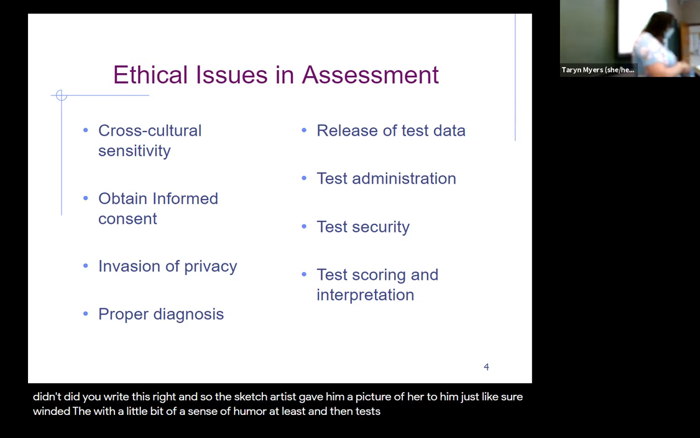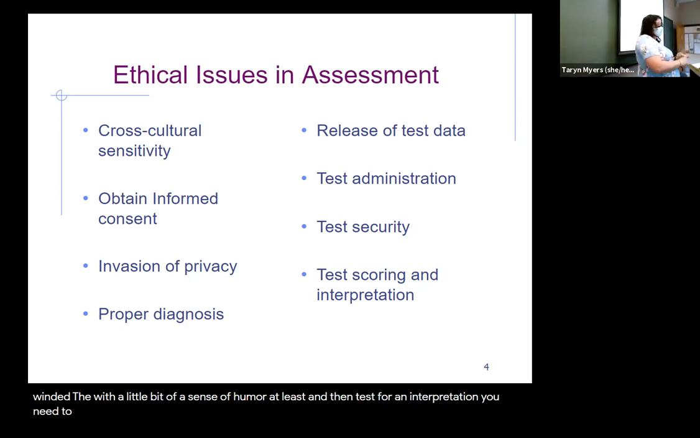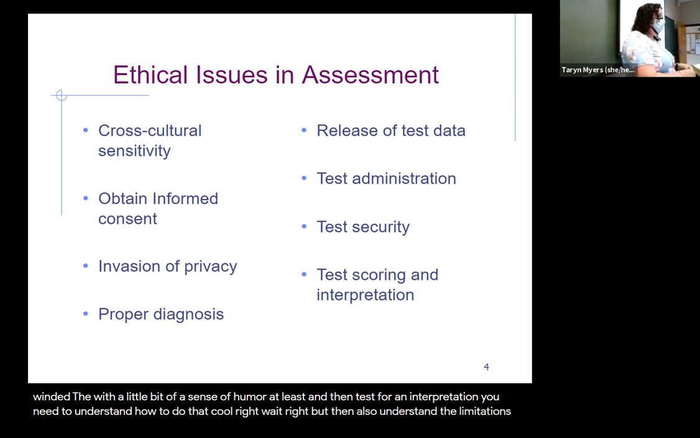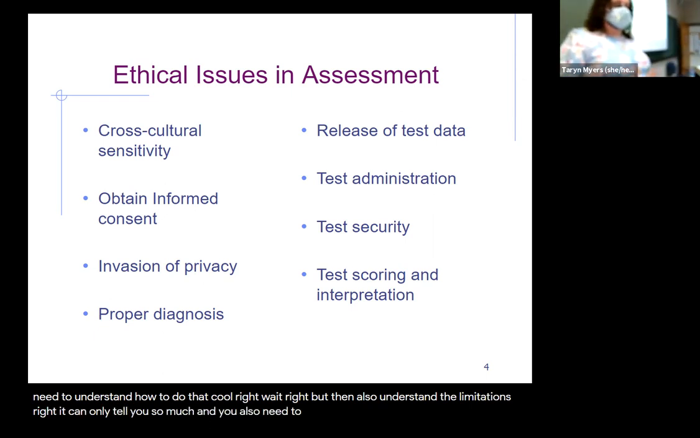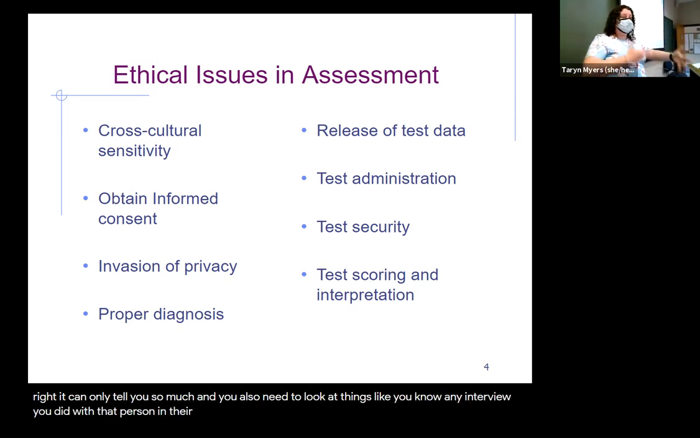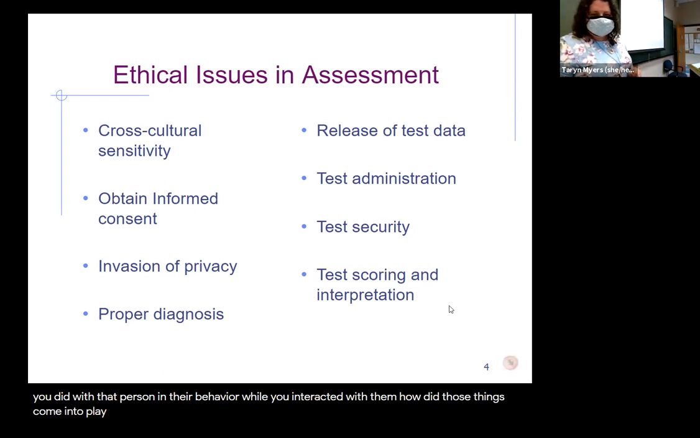And then test scoring and interpretation. You need to understand how to do that correctly, right? But then also understand the limitations, right? It can only tell you so much. And you also need to look at things like any interview you did with that person, and their behavior while you interacted with them. How did those things come into play?